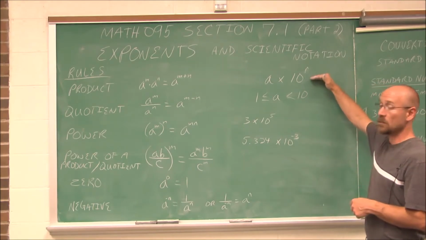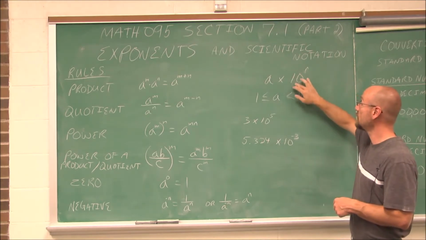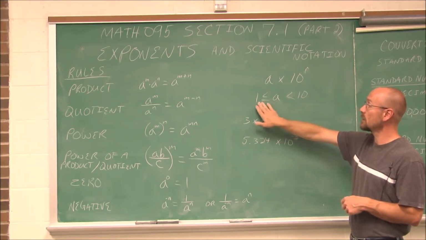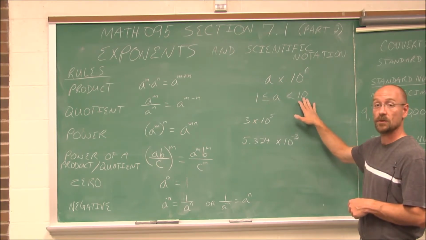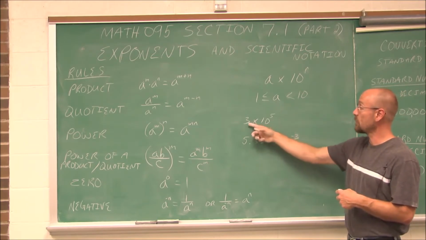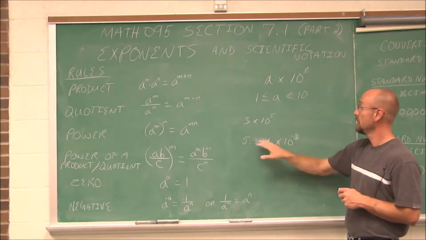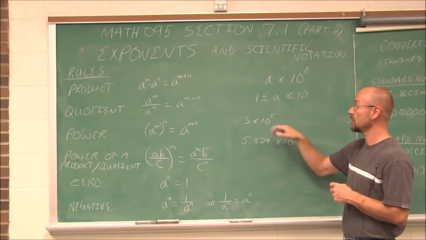So how we write a number in scientific notation is the number times 10 to some power, where this number is equal to 1 or greater, but less than 10. So it could be, as an example, 3 times 10 to the 5th. 3 is somewhere between 1 and 10. So we have a times 10 to some power r, well, 3 times 10 to the 5th.